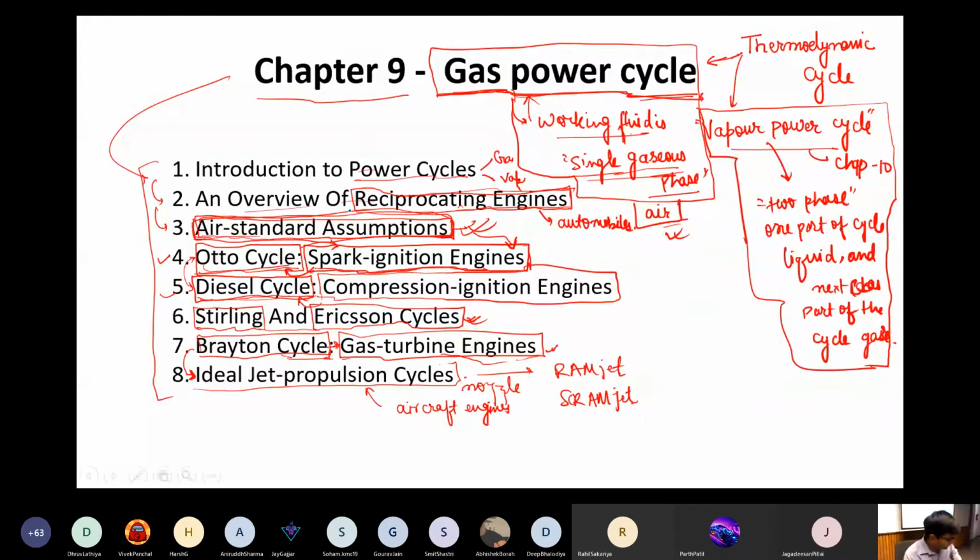So we have already looked at these many topics till the diesel cycle. Stirling and Ericsson cycles are not in this particular course. You may encounter these cycles in your advanced courses, but we will briefly, superficially tell what these are.